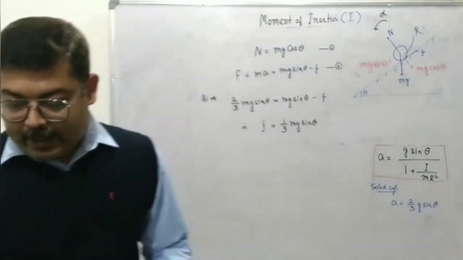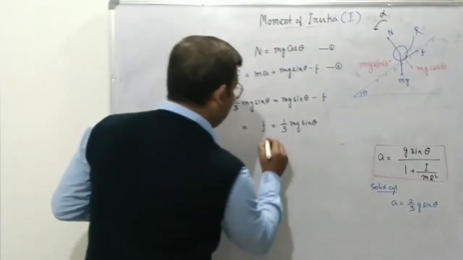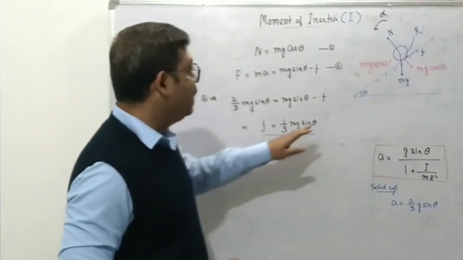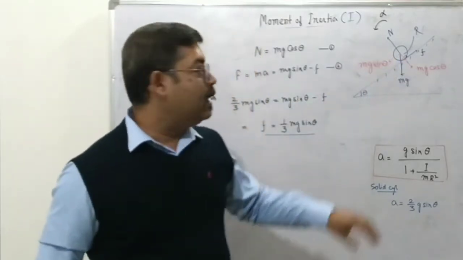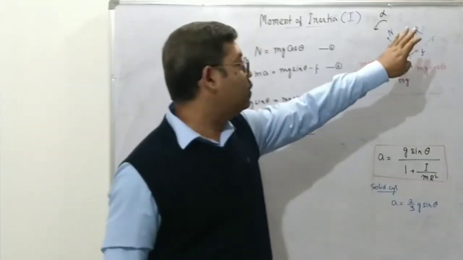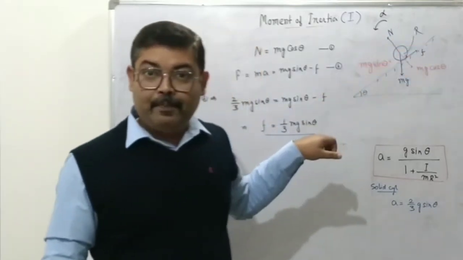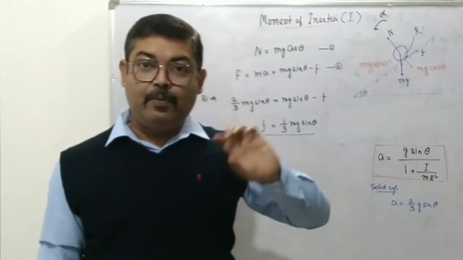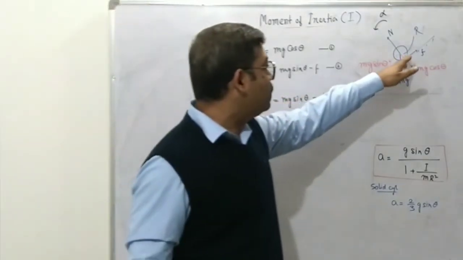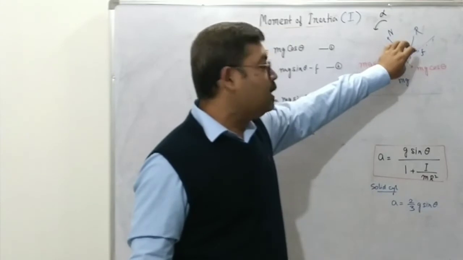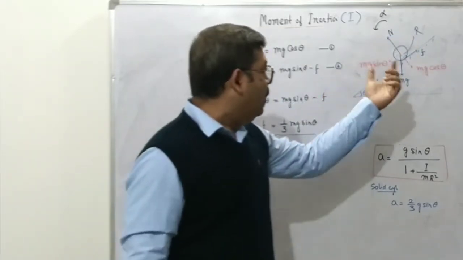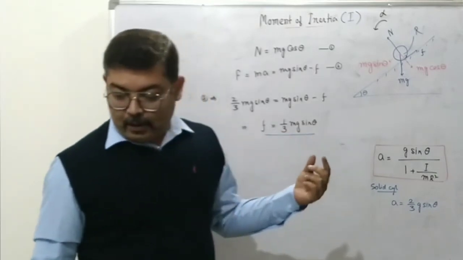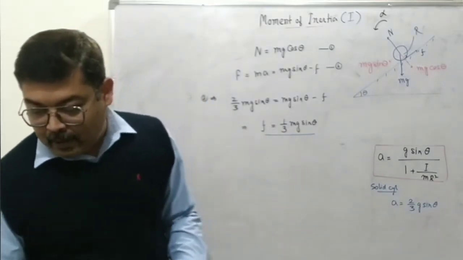Now what is the significance of this particular result? We already have seen that the force of friction is the one that is holding the cylinder from slipping. So for no slipping, that is to say for pure rolling motion, or in other words for the solid cylinder not to be slipping down, the force of friction must be equal to this, or in other words greater than this.